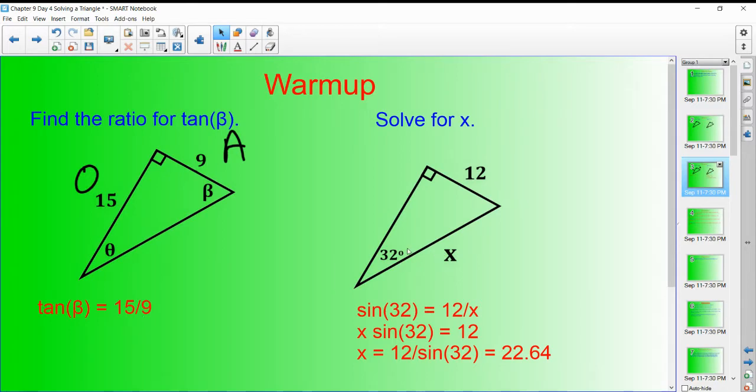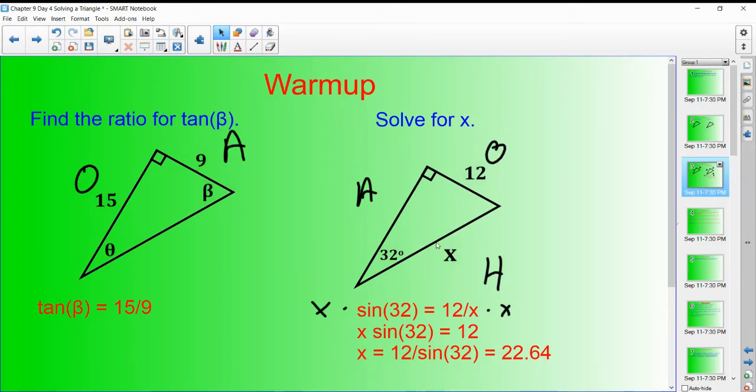Now solving for x on the right triangle, I have the opposite, the adjacent, and the hypotenuse, which means I need the ratio of the opposite over the hypotenuse, which is sine. And at this first step, I got to make sure I multiply by x on both sides. Don't multiply by 12. It's a mistake I see a lot. We got to multiply by the denominator and then do a division. So we have 12 divided by sine of 32, and side length x is 22.64.